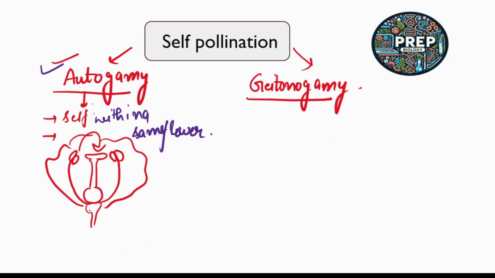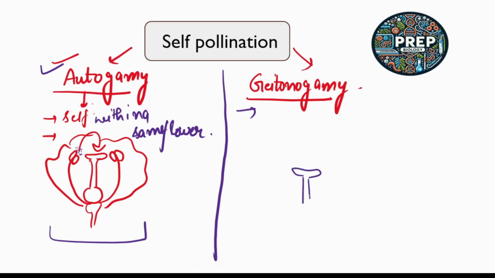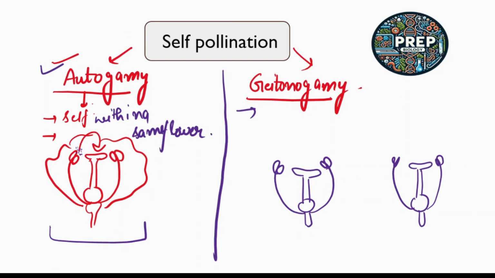If the transfer of the pollen grains occurs in the stigma of the same flower, that condition is called the autogamy. I hope this is clear to you all. Now what is geitonogamy? Geitonogamy is the transfer of the pollen from anther to the stigma of another flower of same plant.